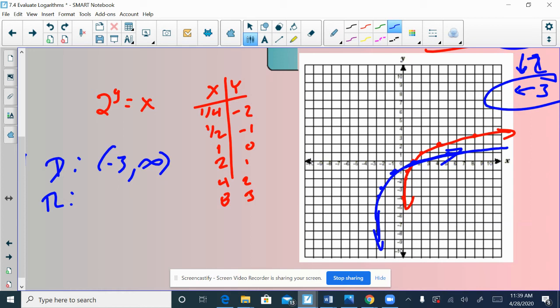The range, this graph is still going down forever and still going up forever. So the range is all reals, or if you wanted to do negative infinity to infinity. That's supposed to be an infinity. That's really ugly. I'm sorry.